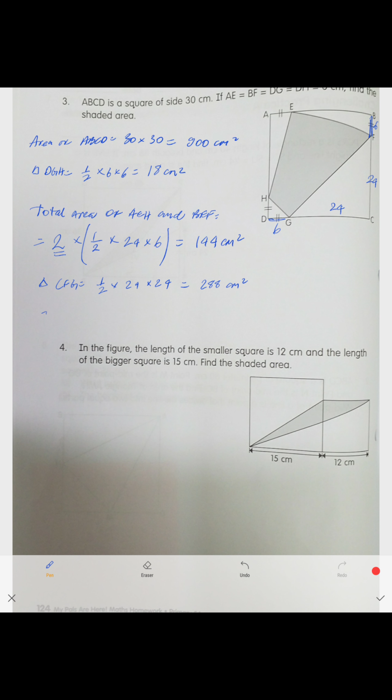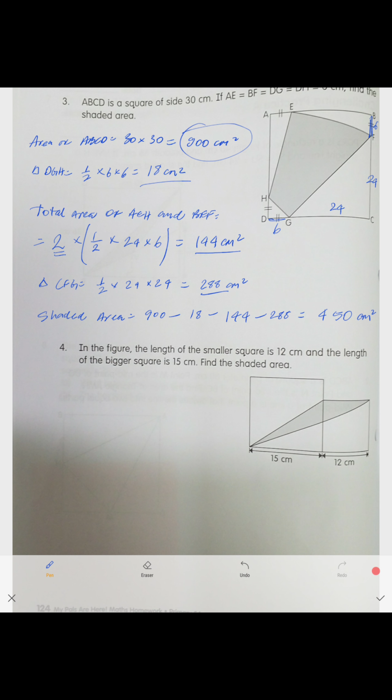Okay. So what is the shaded area? Shaded area is our square 900 minus 18 minus 144 minus 288, yeah, 450 square centimeters. That's it.